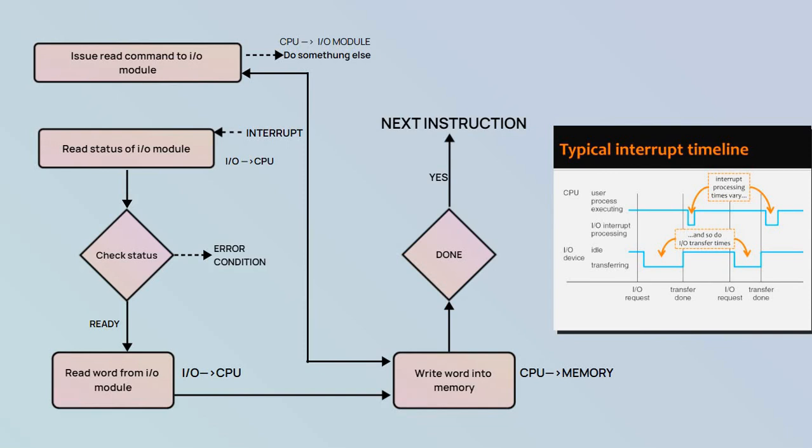This is the flowchart of the interrupt processing. The CPU issues a read command to the module. Then the read status is uploaded to the input output module. It checks the status for an error condition, and then it reads the word from the input output module, and then the word is written into memory. After that, the next instruction is done.